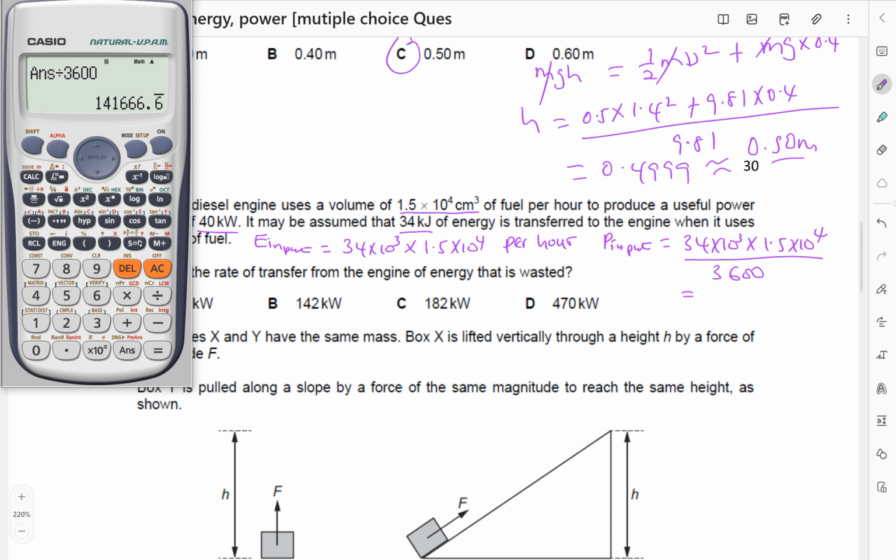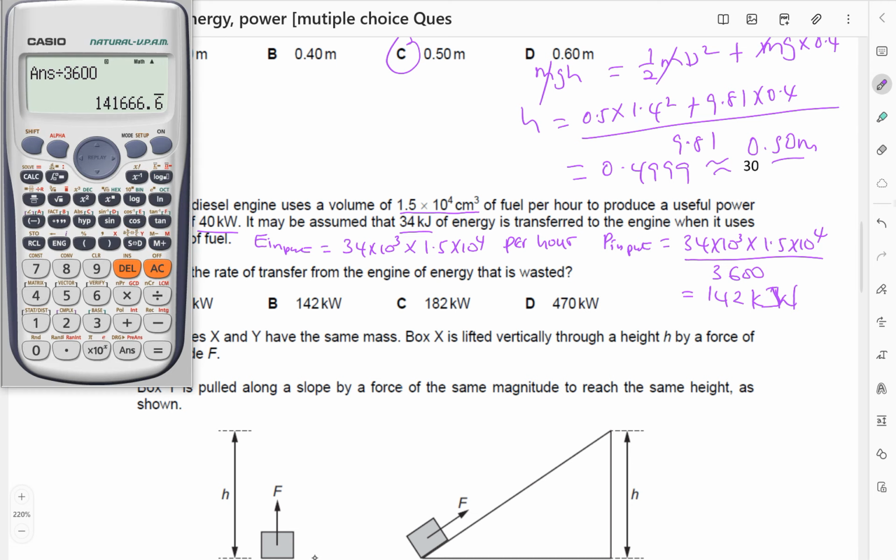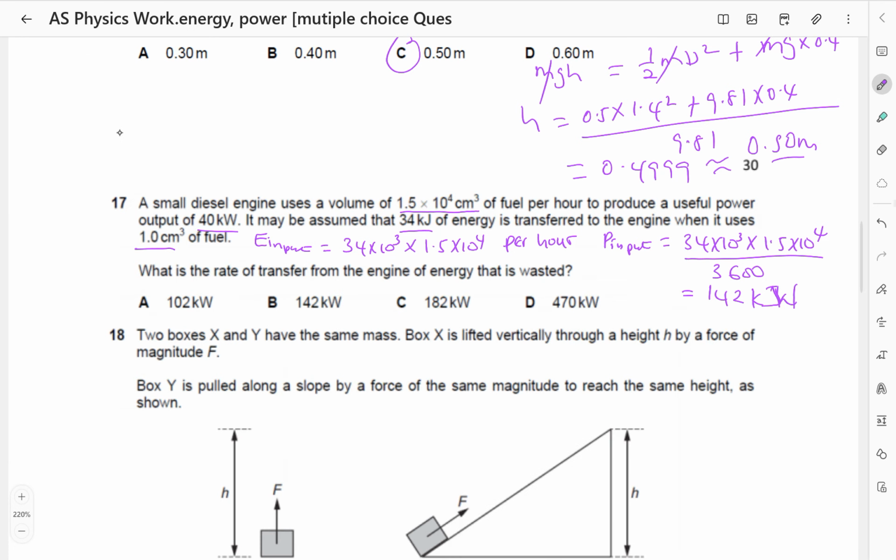So this is giving us 142 kilowatts. That is 141,666.6 recurring, which is 142 kilowatts. That is the power input. But note that the power output was 40 kilowatts.